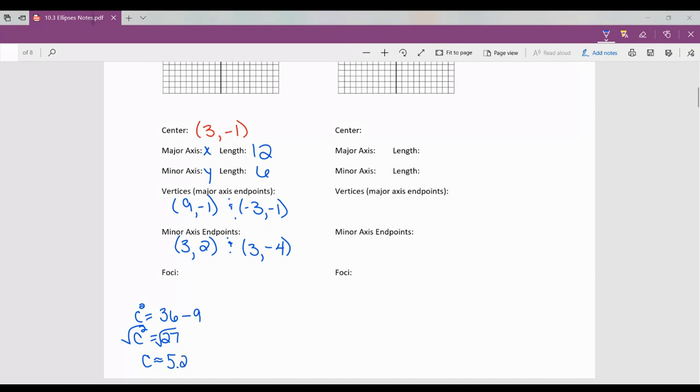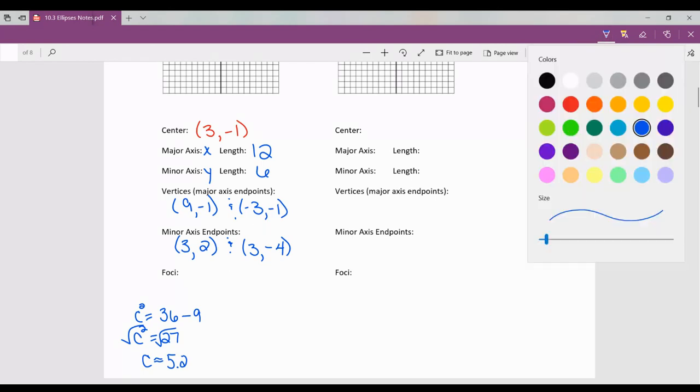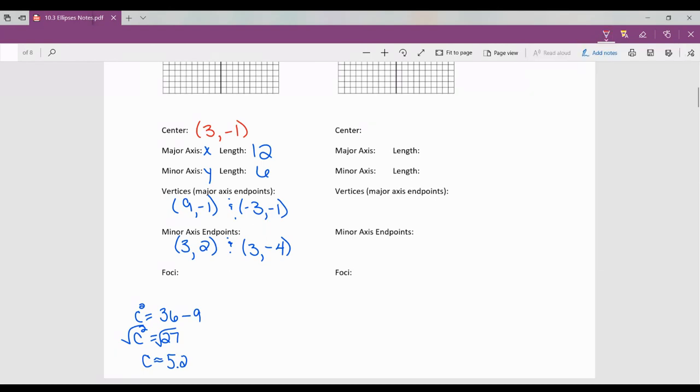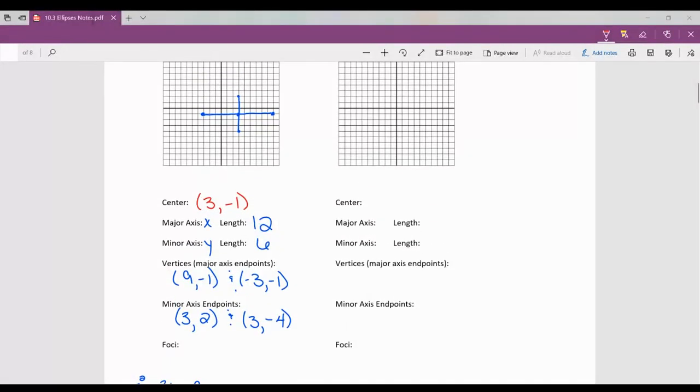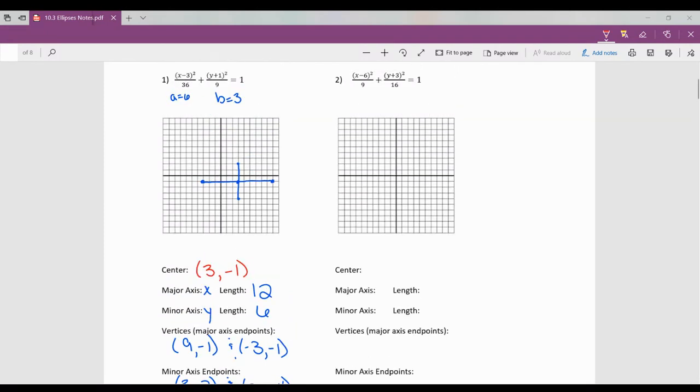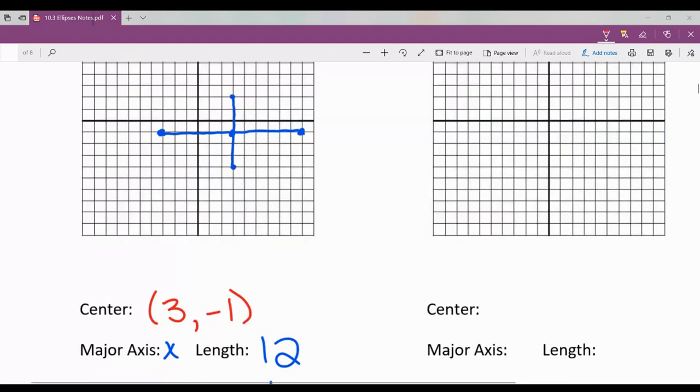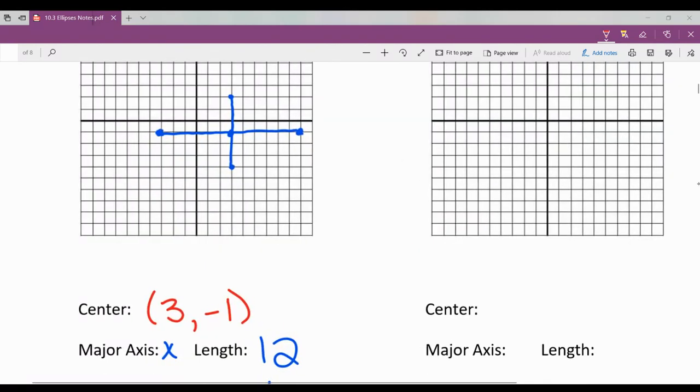5.2. All right, so my foci, I'm going to just change the color. Since my c is 5.2, I'm going to count 5.2 from my center to the right, because it should be on my major axis, and then 5.2 to the left. So 1, 2, 3, 4, 5.2. So my foci is going to be right there. And then 1, 2, 3, 4, 5.2. So my foci is going to be there.